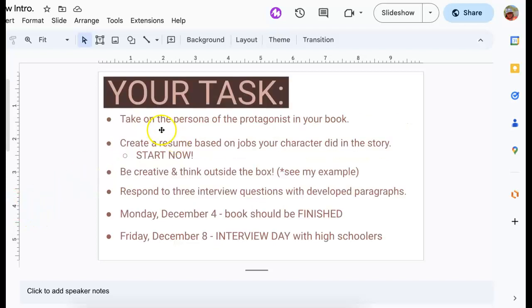So your task is to pretend that you are the protagonist in your book. And so as you read, I want you to continue thinking about how your character has developed through the story. What are the things that they've learned? How have they gotten better at things? Those are the kinds of skills you're going to put on your resume and interview questions.